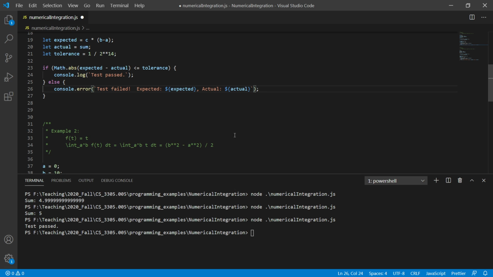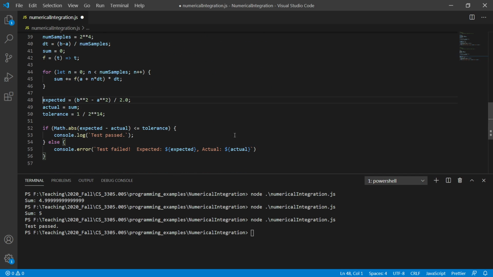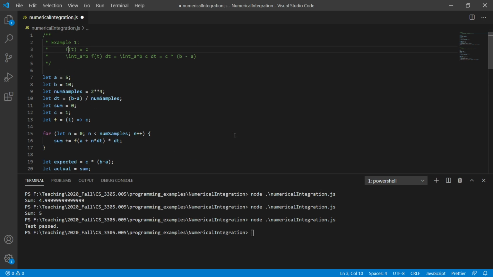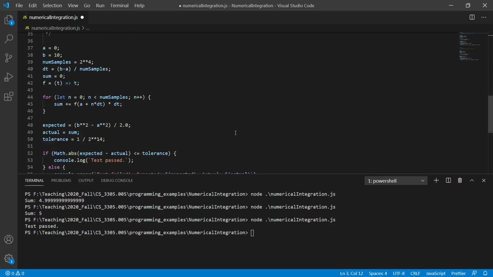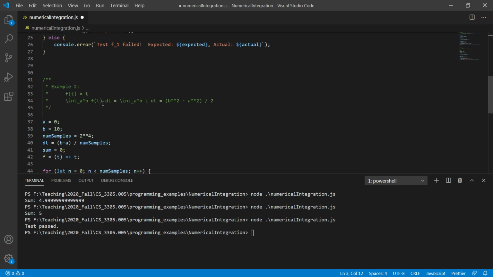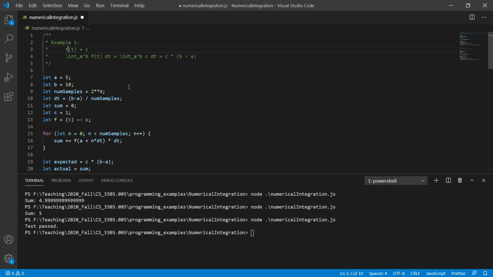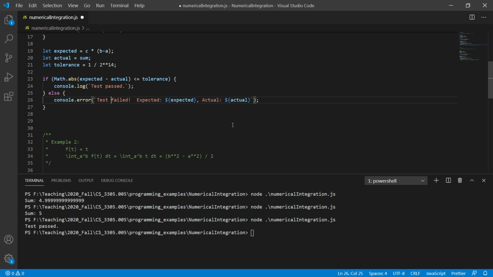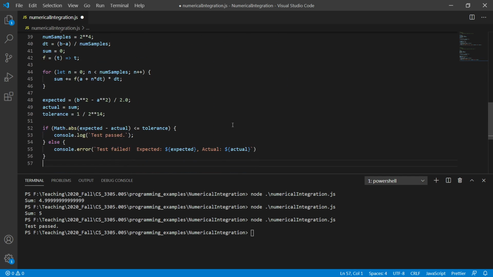So we've been numbering our functions. So we'll say F1. Although we don't need to do that. We're already labeling them in the comments, right? So we'll say example 1, test failed. Example 2, test failed.